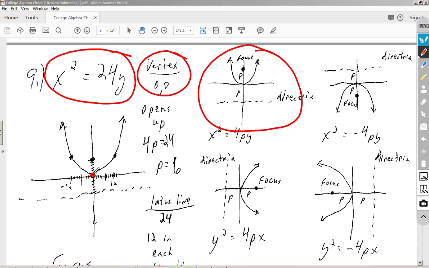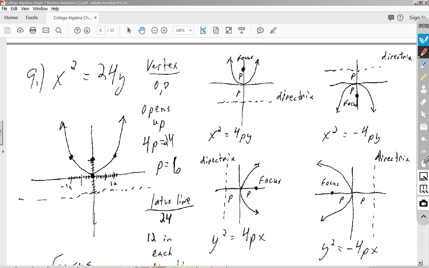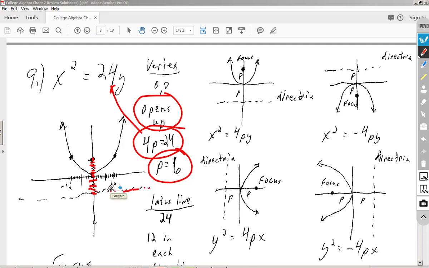And now I'm going to go ahead and find my value for p. So here it's opening up, and 4p is going to equal this number right here, which is 24. So that means the distance p is going to be 6. So from my vertex, I'm going to move up 6, and that is the location of my focus. And then down 6 is going to be the location of my directrix. So now that I've done that, I can go ahead and write down those two locations.